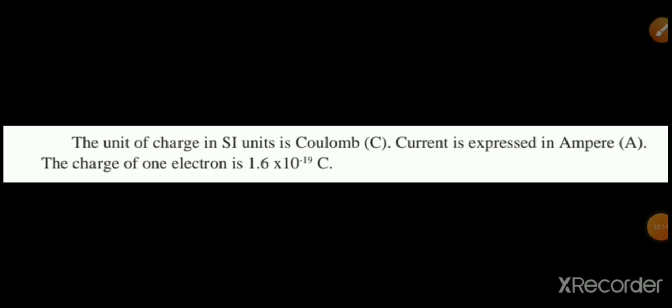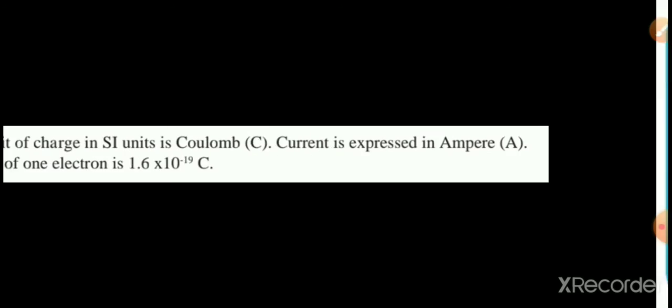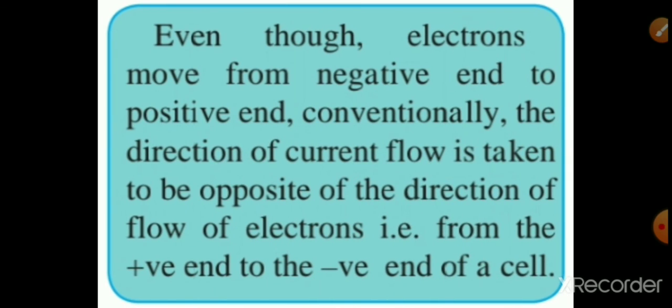The SI unit of charge is coulomb, which is denoted by capital C. Current is expressed in ampere, which is denoted by capital A. The charge of one electron is 1.6 into 10 raised to minus 19 coulomb. Even though electrons move from the negative end to the positive end, conventionally the direction of current flow is taken to be opposite to the flow of electrons, that is, from the positive end to the negative end.